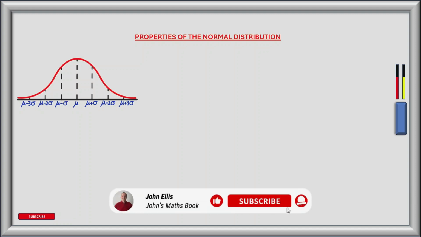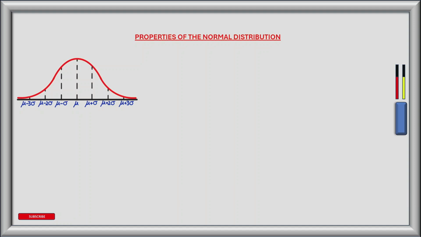So what is a continuous random variable, John? I hear you cry. Well, it's a variable whose value is a numerical outcome and is random. And what do you mean by probability distribution, John? Well, this is a graph that describes the likelihood of every possible outcome of a random event.